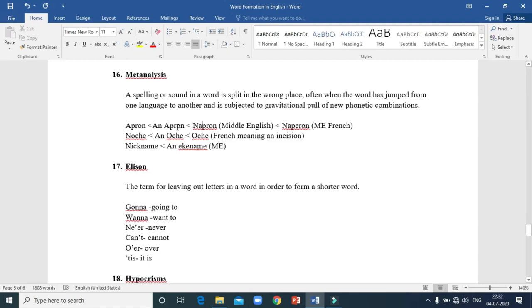And thus, it gave rise to a new word, apron. Okay. Again, another example is, in Middle English, we had a word called ekkename. Ekkename. Adu nammal split cheyidappozhthekku ingane an ekkename ennayirunnu ezhuthirunne. But what happened was, it was split as a nickname.